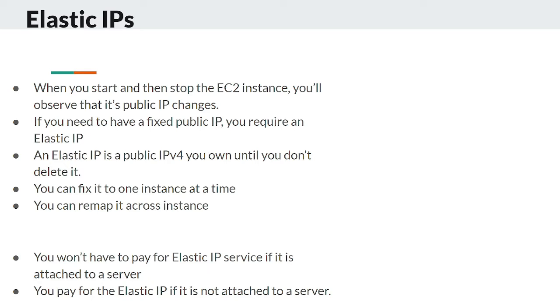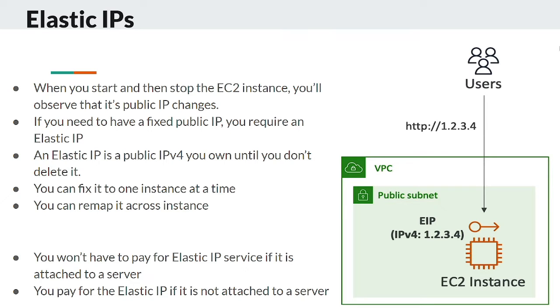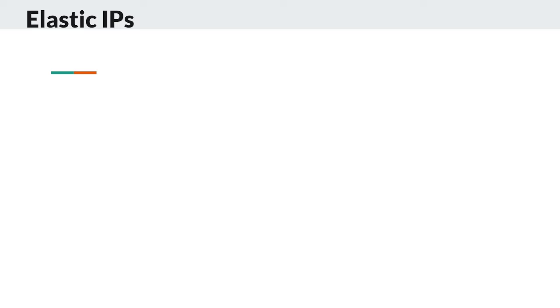And this is a picture showing how elastic IP is used. Suppose you are a user, and elastic IP gives you a fixed IPv4 address, and using that IPv4 address you can connect to your instance again and again, in the public subnet. That will be your own IPv4 address until you delete it.